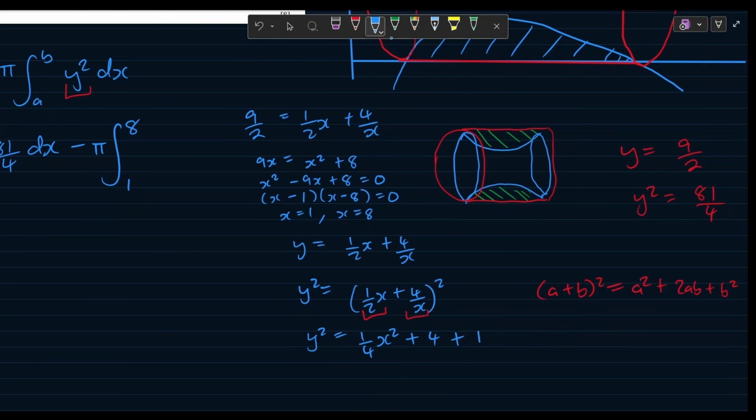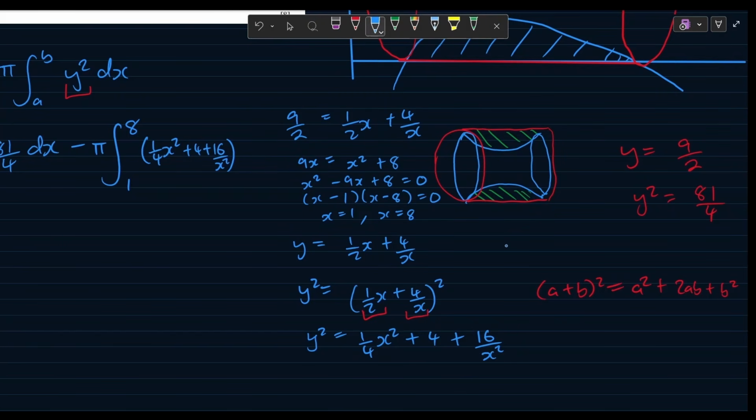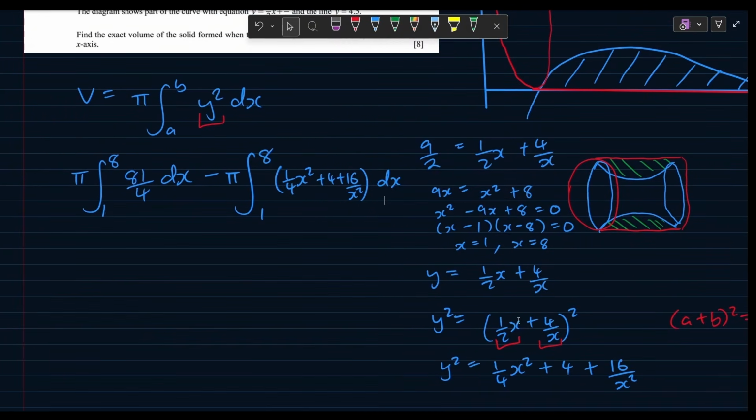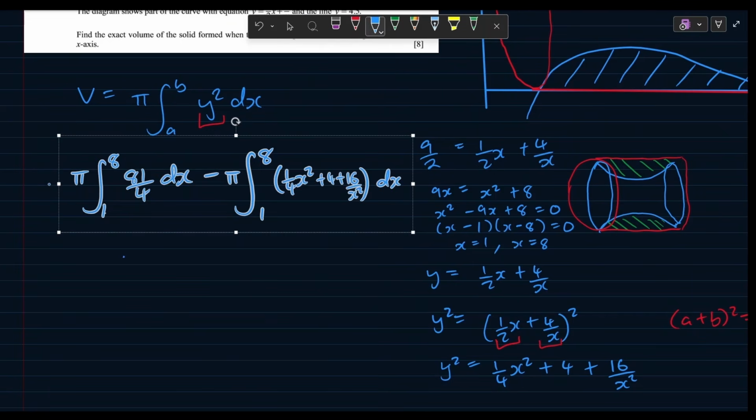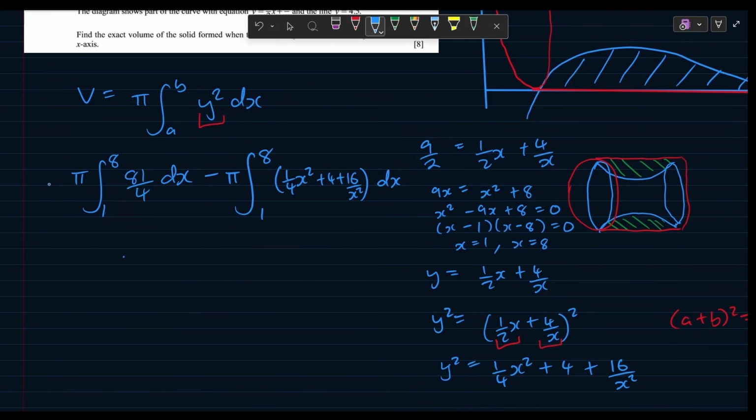Square the 4, you get 16. Square the x, you get x squared. There's our y squared. So here I should have a quarter of x squared plus 4 plus 16 over x squared, and this is all with respect to x. This expression will give us the volume that we're looking for. And I hope you can see that our integral signs have the same limits.